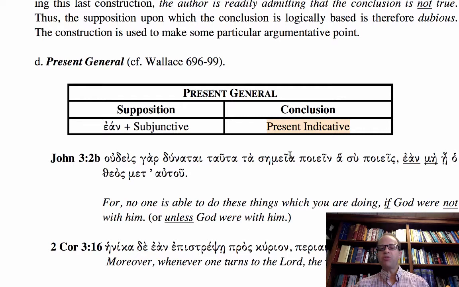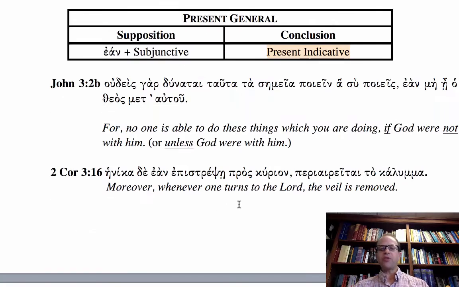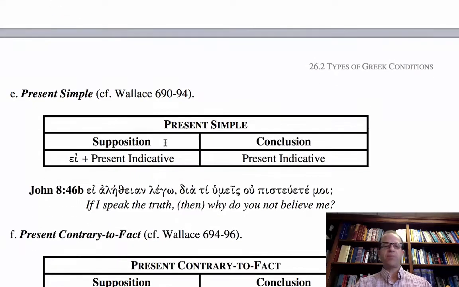So no one is able to do these things which you are doing unless God were with him. Now this is a generalized truth. Jesus is doing things, and Nicodemus here is saying this can't be done except that God were doing it. It's a generalized truth, and the condition points us to understand that. Paul says whenever someone turns to the Lord, a generalized truth, the veil is removed. And so this is a general truth. This is true generally, and that's the meaning of the present general condition.